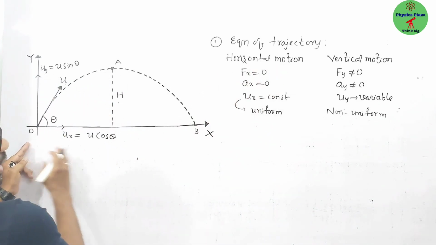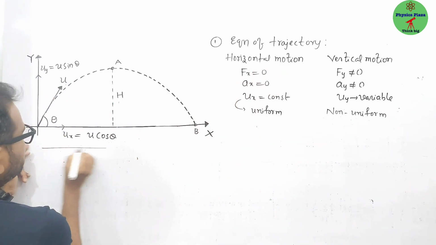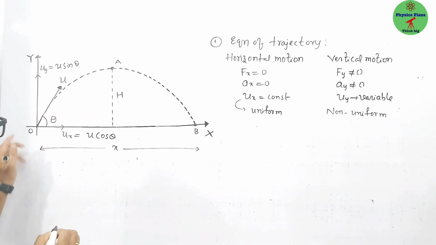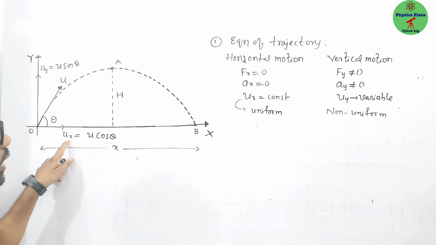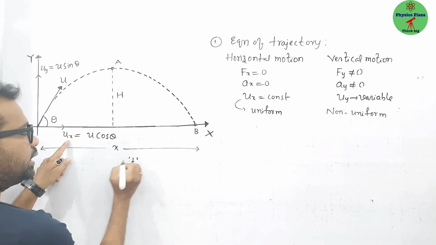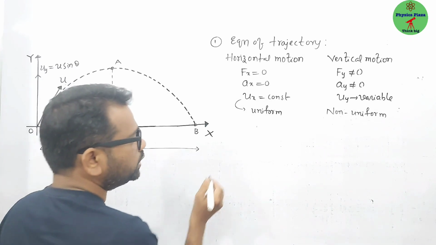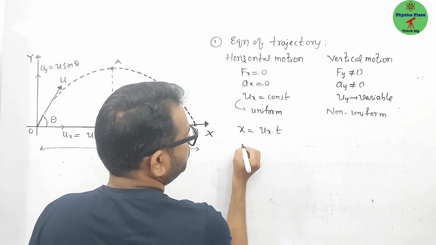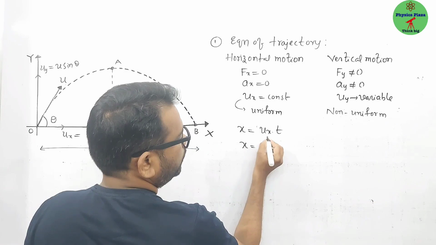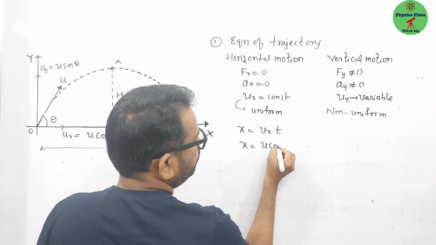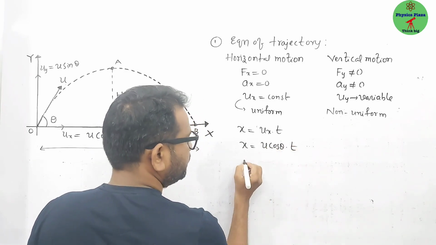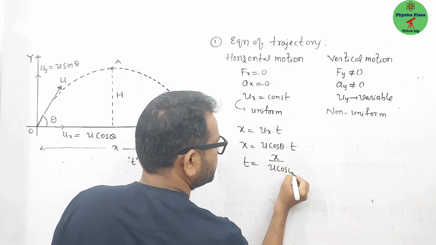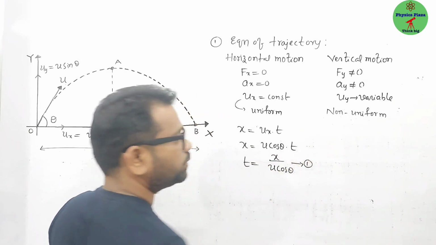In the horizontal direction, let us say the distance traveled is x, and the initial velocity is ux. Let us say the time taken is t. We know that distance is equal to velocity, that is speed, into time. So x is equal to the horizontal component, which is u cos theta, into t. So can we write this as t is equal to x by u cos theta? Yes, we can write. Let us make it equation 1.